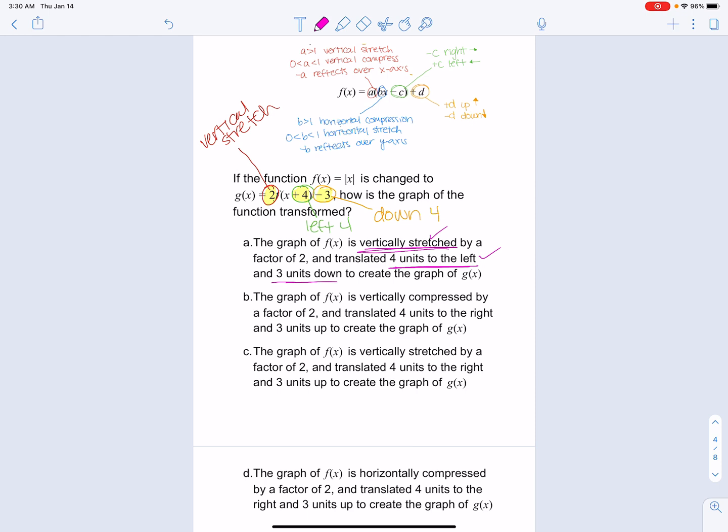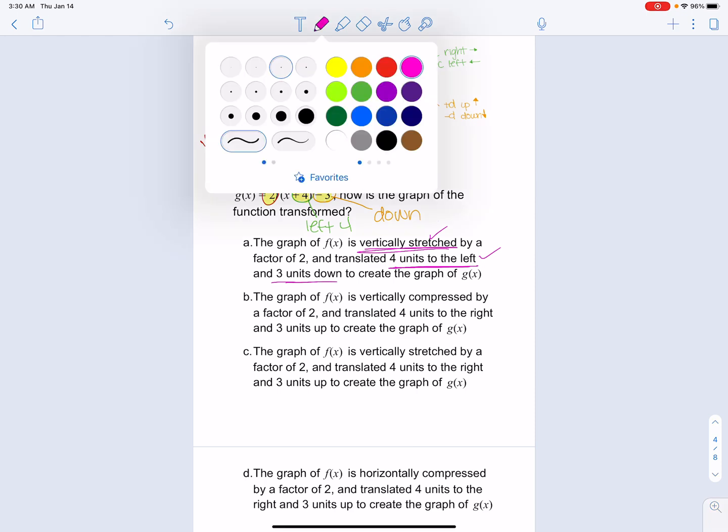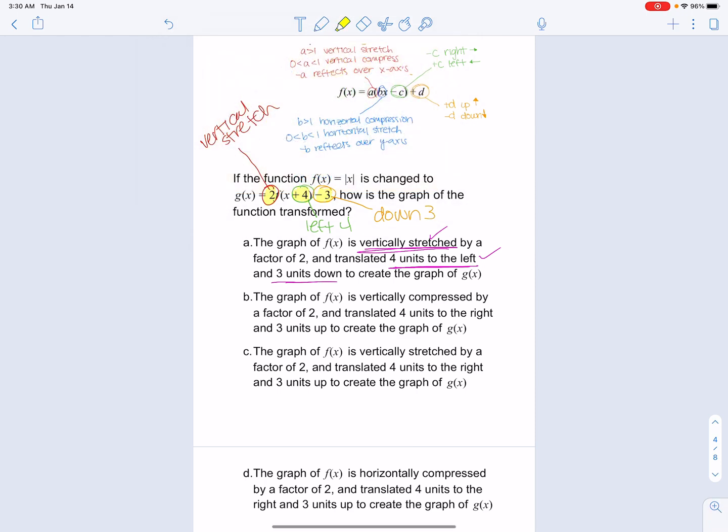Oh, I meant 3 right here. That's why. 3 units down. That's correct. So this may be my answer. The graph of f of x is vertically compressed. Compressed is wrong, so we can automatically eliminate that.